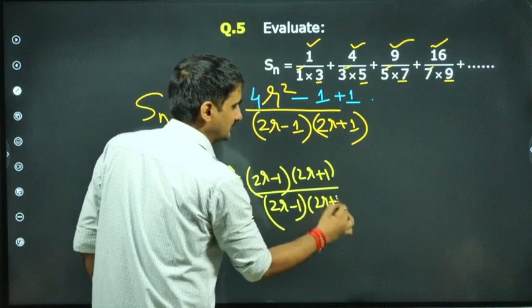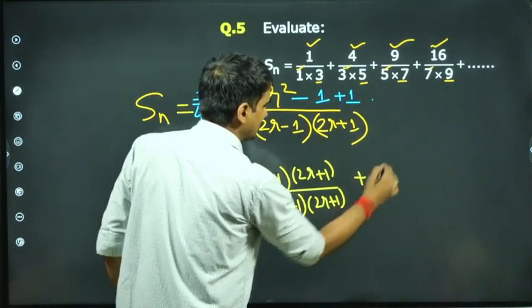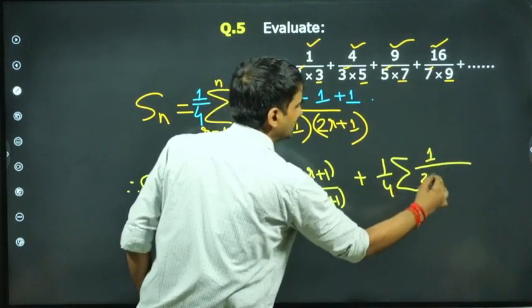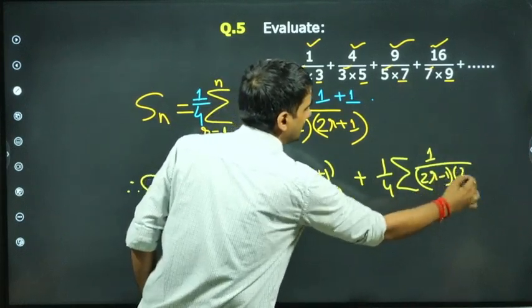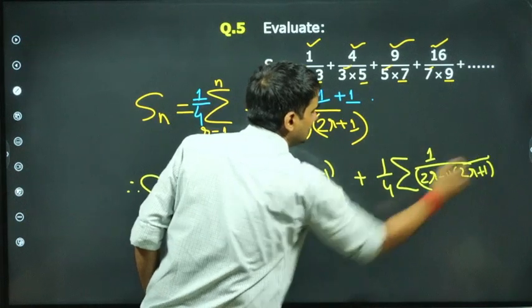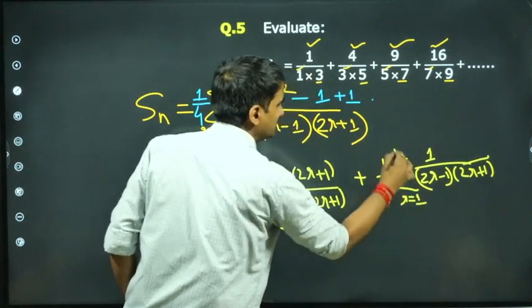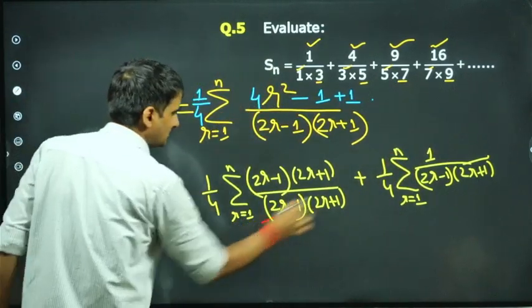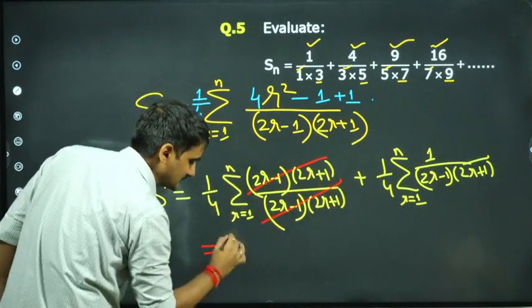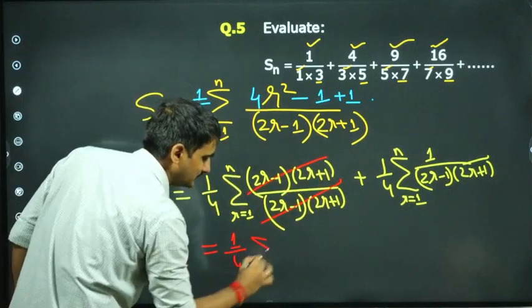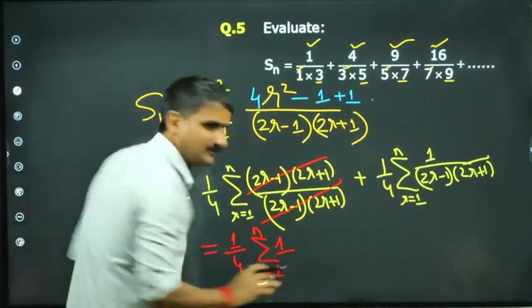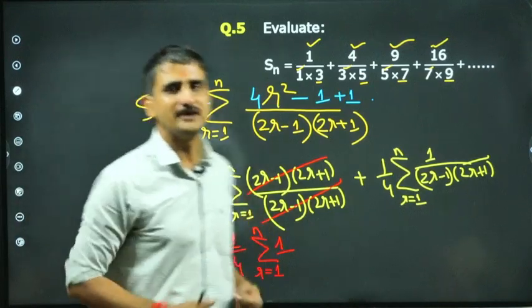Isn't that, बच्चों? बचा क्या आपके पास? बचा यहाँ पे 1 by 4 times summation of 1 upon 2r minus 1 into 2r plus 1, and now that we can easily break into difference of two consecutive terms. So this one is sorted, this one is done. So this is nothing but 1 by 4 times summation r goes from 1 to n, and this is 1. So sum of 1.